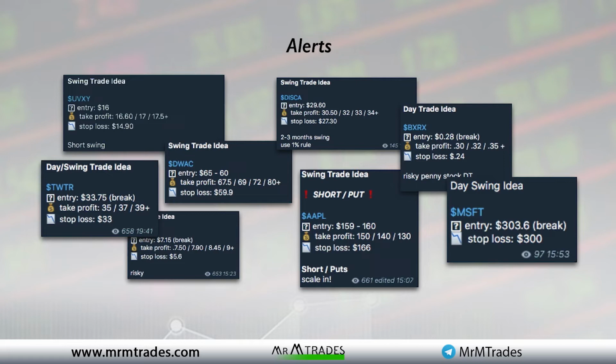They can be swing trade ideas, or day trade ideas, or as we call it, day swing ideas, which mainly takes place in large cap companies, just like we've been signaling lately. Let's take a closer look at this alert here.